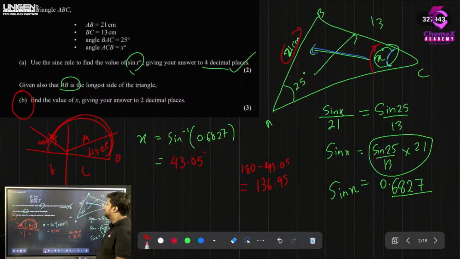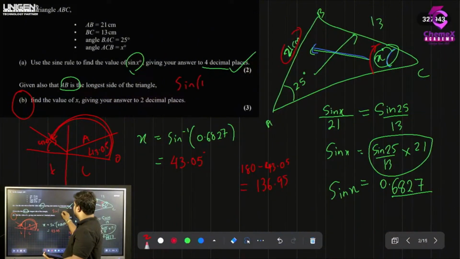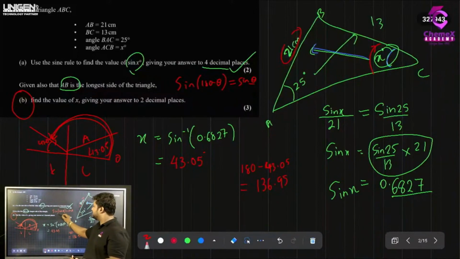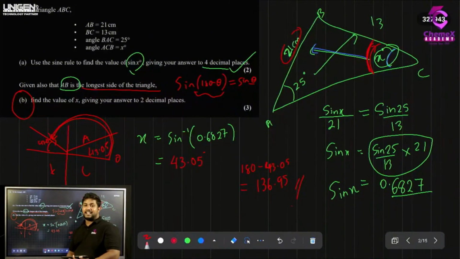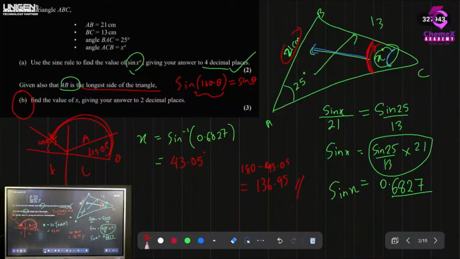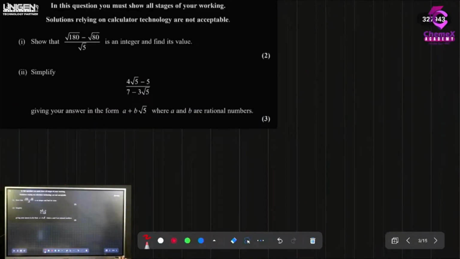So remember that sine of 180 minus theta is also equal to sine theta. So we found that it's 43, so you can also write it as sine 137. Why did I take the largest value? The reason is they say in the question itself that it's the longest side, so this should be the longest angle. Got it? It can't be more than 180 anyway. Any doubts? Aman, any questions? No, sir. So the final answer is 136.95.